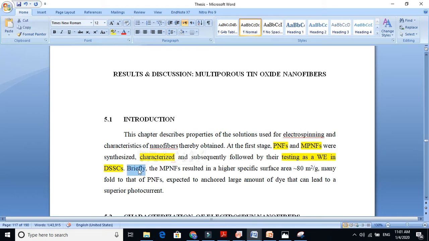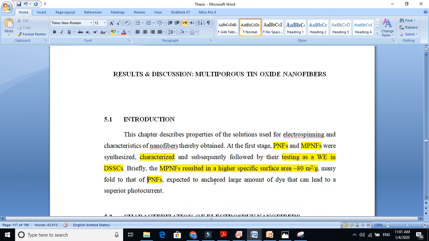You see, it's a very brief introduction. Just to say again briefly, the multiporous nanofibers resulted in a higher specific surface area. We are telling the readers that the multiporous nanofibers resulted in a high specific surface area, 80 square meters per gram. If you take 1 gram of this material, it will cover 80 square meters of area. This area was manifold that of porous nanofibers, meaning 8 to 10 times bigger.